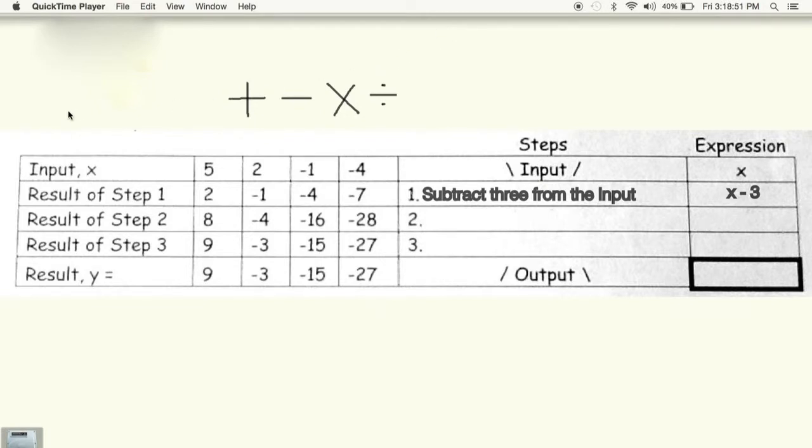We have to look at the result of step 1 and the result of step 2 here in the line below it. And we have the next pair of numbers. We have a 2 here and an 8, a -1 and a -4, a -4 and a -16, a -7 and a -28. So 2 becomes an 8, a -1 becomes a -4, a -4 becomes a -16, and -7 becomes a -28. So we have a choice again.